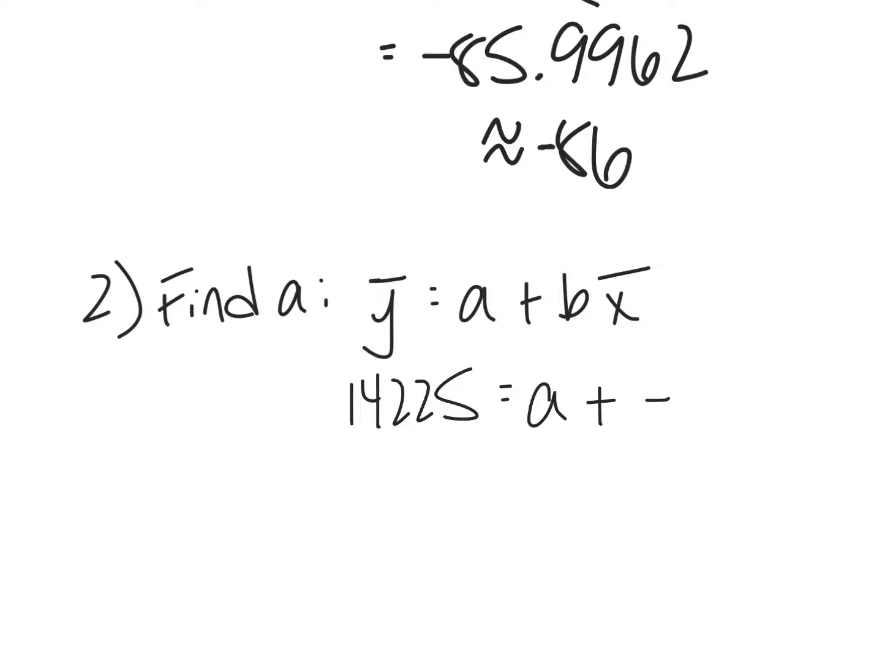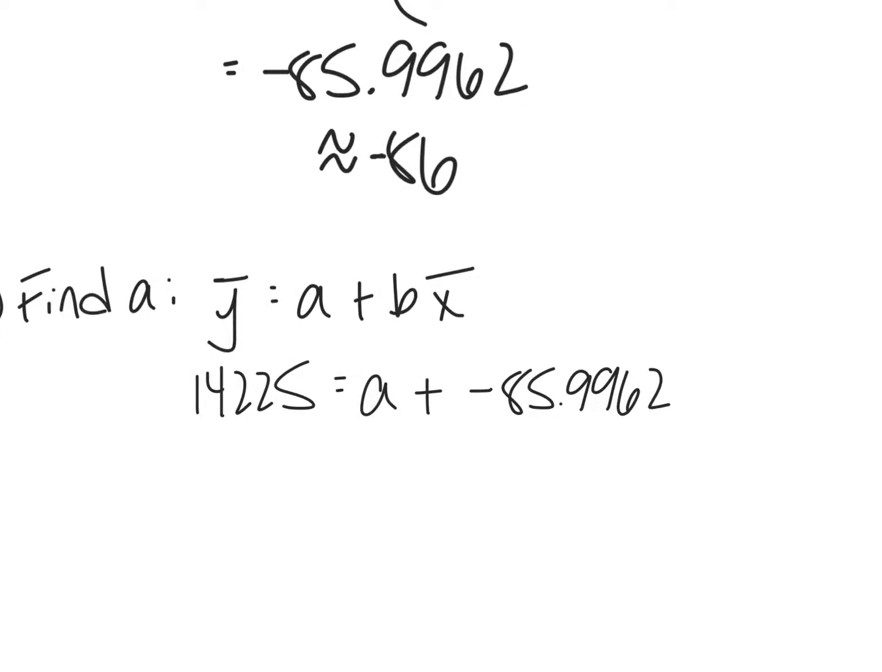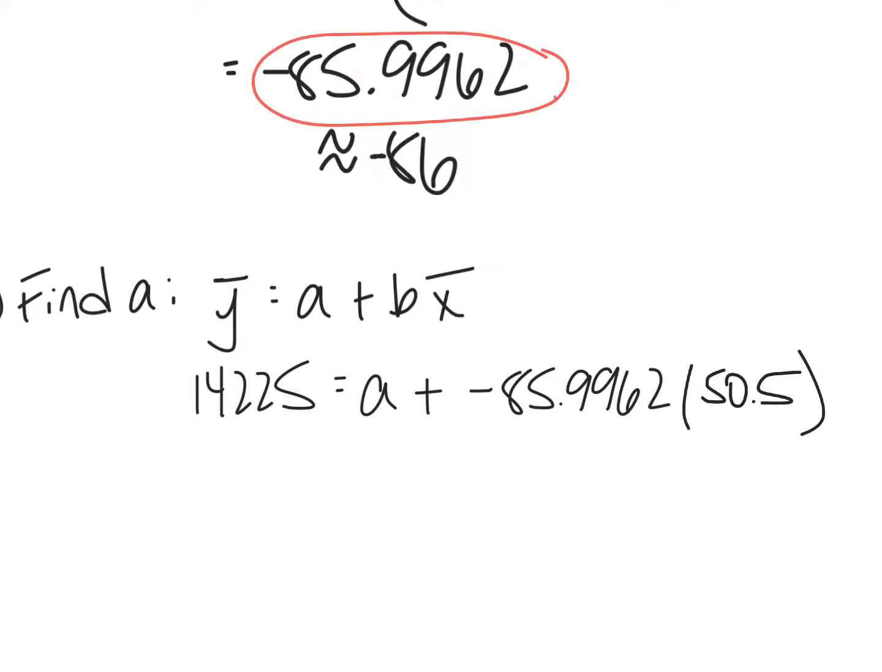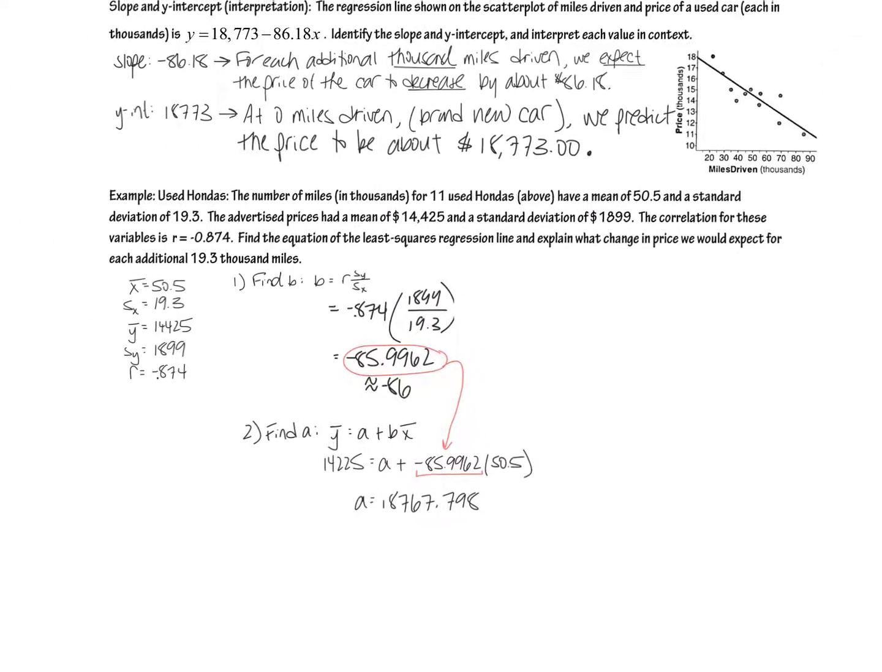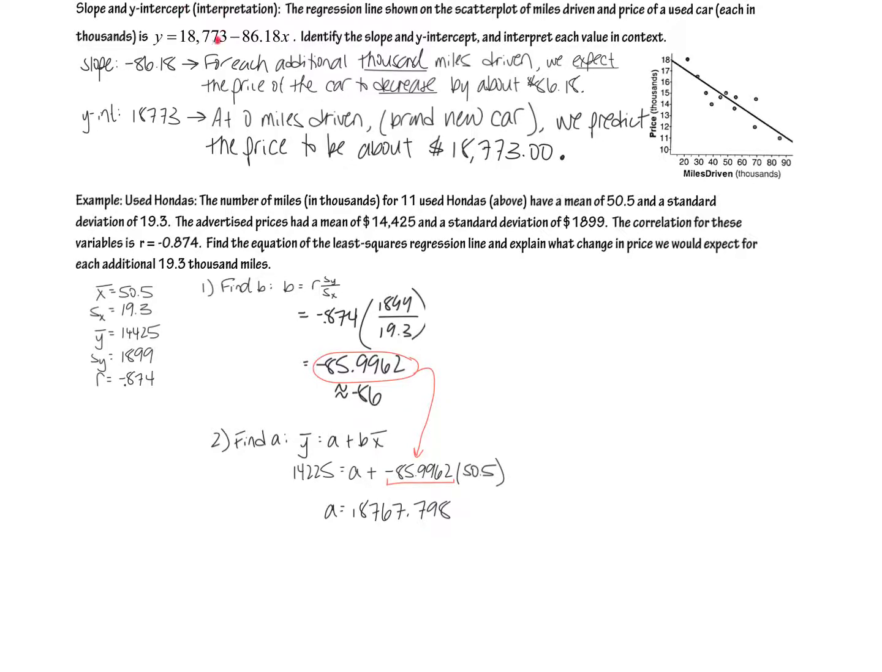I'm going to use the negative 85.9962. You don't want to round until the very end, just so that we're not losing some points for inaccuracy here. So I'm using the decimal form. And again, this number is just this one. So you do need to use the answer for the first part in order to get the second part. When you solve that number, we get A equals 18,767.798, which again is very close to what we were given up here, 18,773, 18,767. The reason that those are a little bit off is just due to rounding errors.